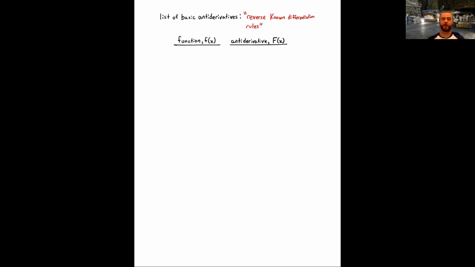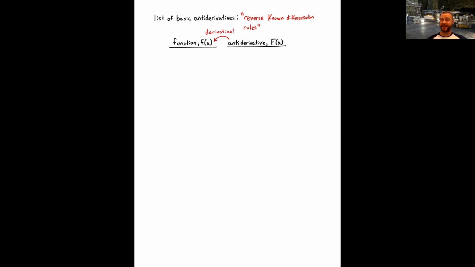All right, so we're going to give a list here of what I'll call basic antiderivatives. I'm calling them basic because they come from reversing known differentiation rules. What I'm saying is if you know a list of derivatives, switch the columns around, and you basically get a list of antiderivatives. Anything in the antiderivative column, you can check is a correct antiderivative by differentiating it and seeing if you get what's on the left of it.